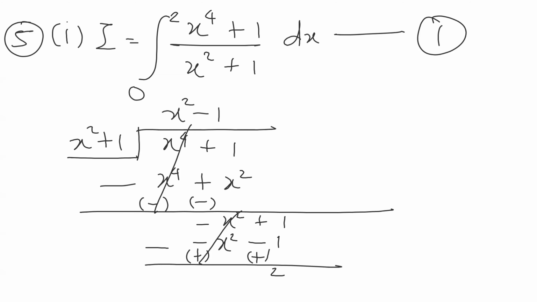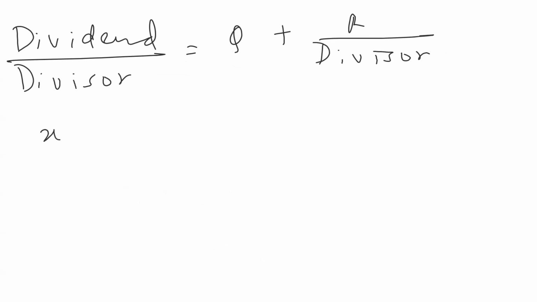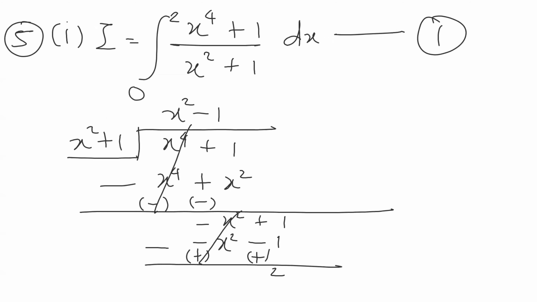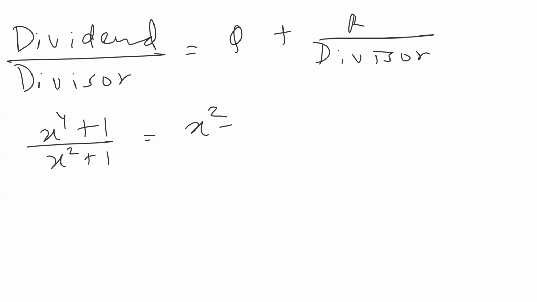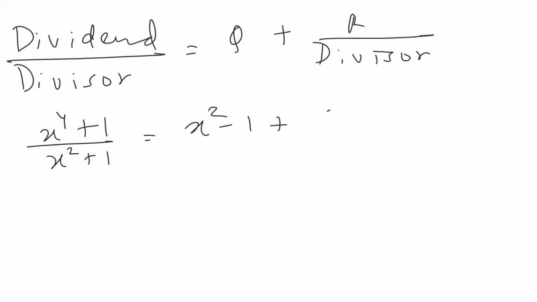Okay, fine. So dividend upon divisor is equal to quotient plus remainder upon divisor. Dividend is x raised to 4 upon x square plus 1, where x square plus 1 is the divisor. We got the quotient as x square minus 1, and the remainder is 2. So remainder upon divisor is 2 upon x square plus 1. Fine.